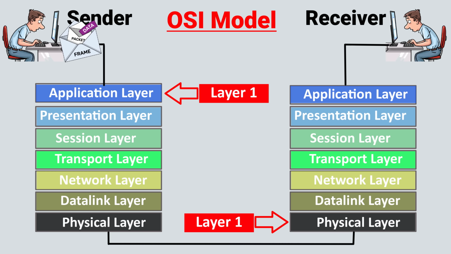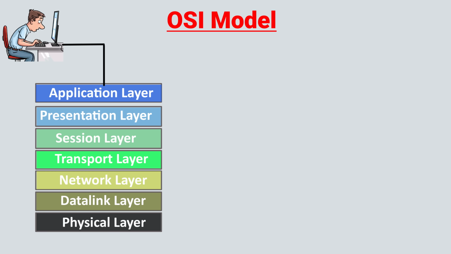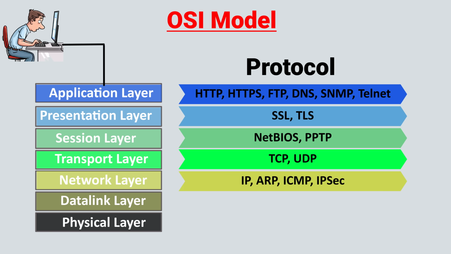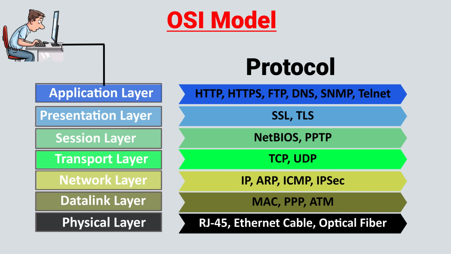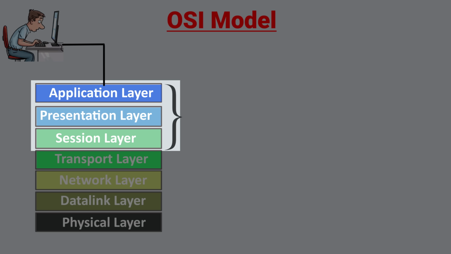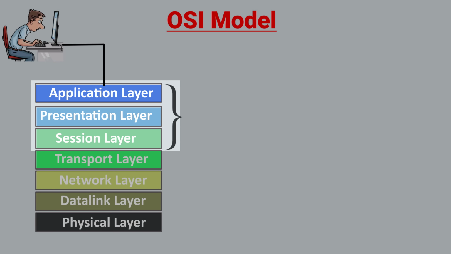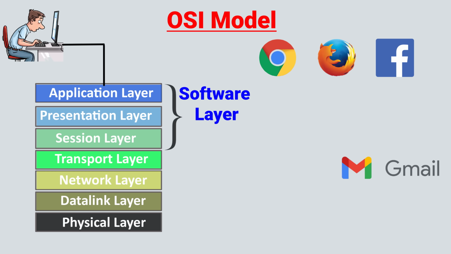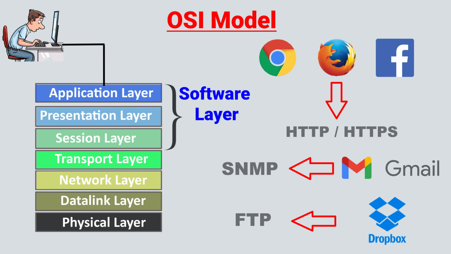All the 7 layers work together collaboratively to transfer data from one computer to another computer in the network or across the globe. Also note that each layer has its own protocols to perform its job. That will be explained and discussed in another video in detail. The top 3 layers, application layer, presentation layer, and session layer, are also called software layers because application software like Google Chrome, Firefox, Facebook, Gmail, and file sharing applications like Dropbox, and protocols exist and work in the application layer.